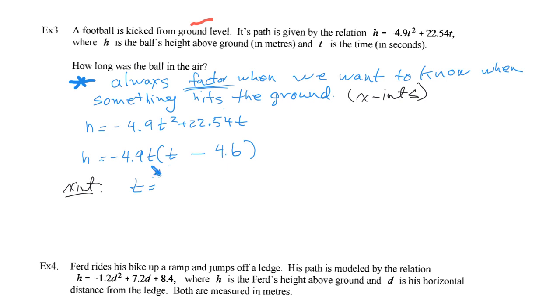Anytime you have t by itself, the answer is t is 0. But now this part, this we know as the other bit. So we say t is also 4.6. So let me tell you what this means. This is the starting time. And then this one here is the end time.